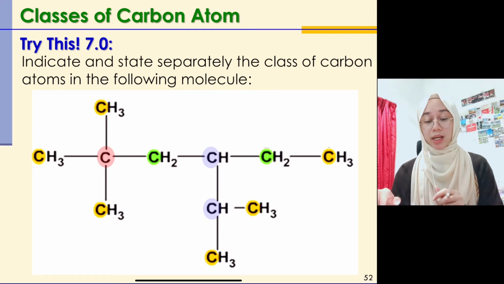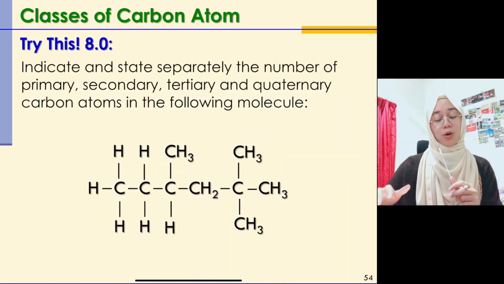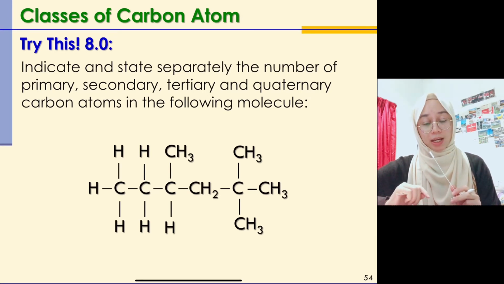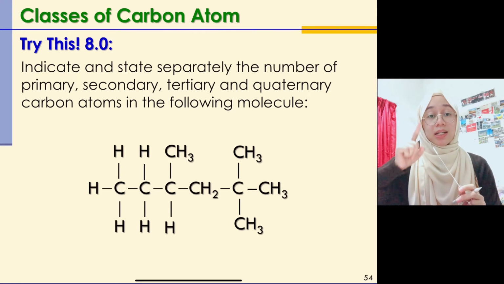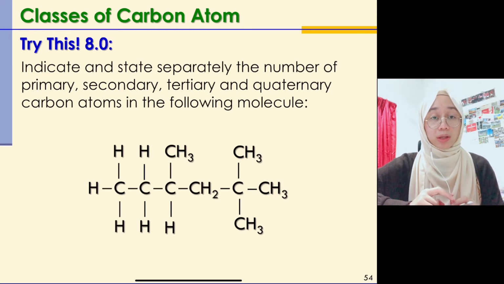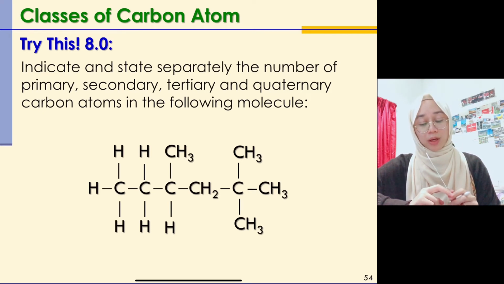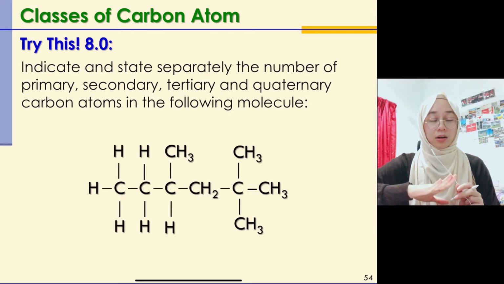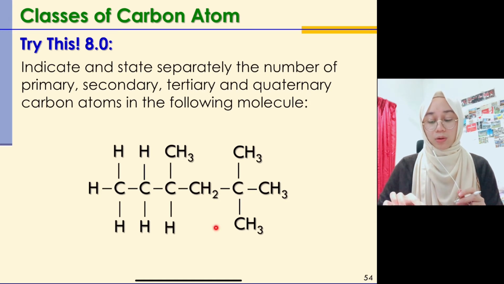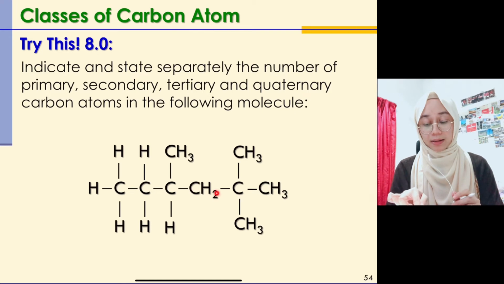Okay, and satu lagi adalah try this 8.0. Okay, so this one is a bit different compared to the previous try this. So sini dia bagi tahu indicate and state separately the number of primary, secondary, tertiary and quaternary carbon atoms in the following molecule. Meaning what you have to do is again copy balik the compound. Okay, copy balik the whole compound here and then try to classify setiap satu carbon yang ada.